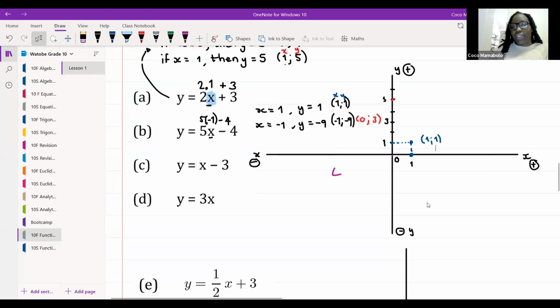Okay, tell me, which side of the 0 is my -1 going to be, on the right or on the left? I want x as -1. Is it going to be on this side or on the left-hand side? Left. Good, it's on the left. So this is going to be -1 over here.